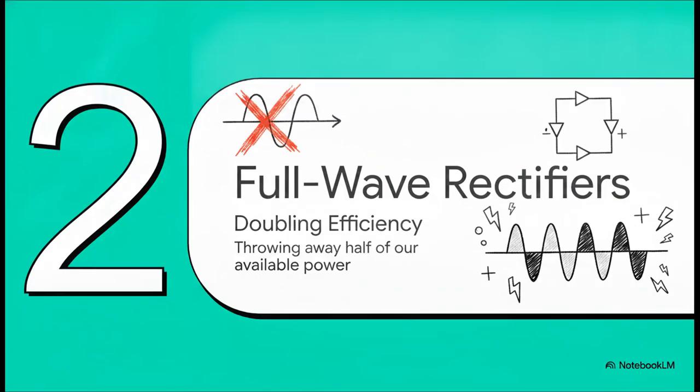Now, while that half-wave setup absolutely gets the job done, it has a pretty glaring flaw. We are literally throwing away half of our available power by just blocking that negative cycle. Which brings us to our next concept, full-wave rectifiers and how we go about doubling our efficiency.